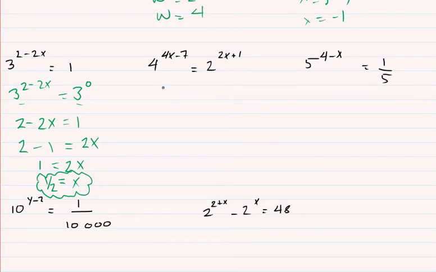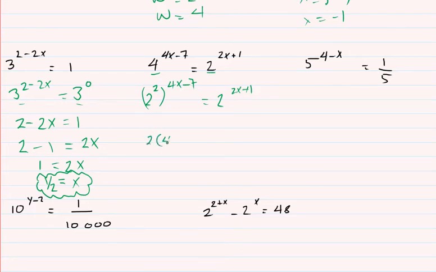Let's keep going. 4 and 2 are the bases here. Well, we know that 4 is a power of 2, so we're going to convert 4 to 2 squared, to the power of 4x minus 7, is equal to 2 to the power of 2x plus 1. Now that the bases are equal, we can work with the exponents.